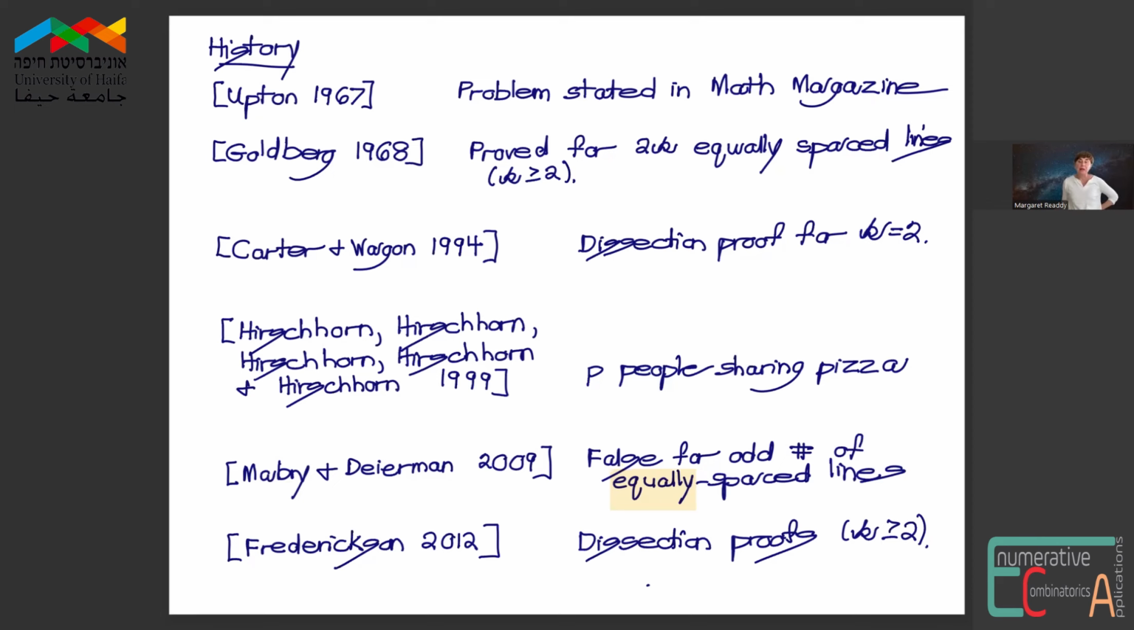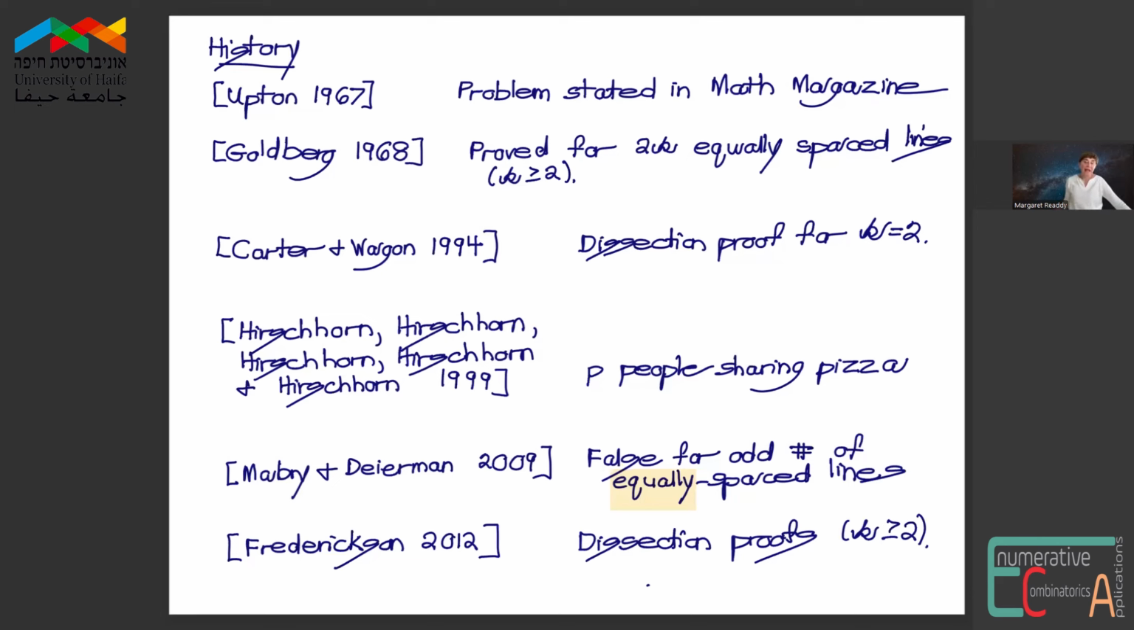In the case when k is equal to 2, so we have 4 lines, Carter and Wagon gave a dissection proof. When you have these cuts, you rearrange the two areas, moving one area to the other, and get the same. Then there's Hirschhorn, who considered the case of P people sharing pizza and showed you could do this.